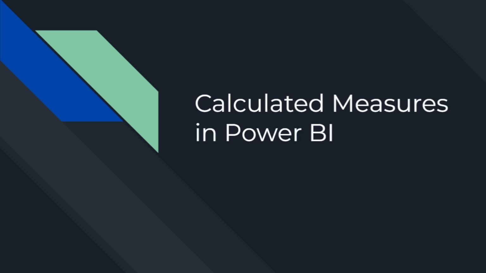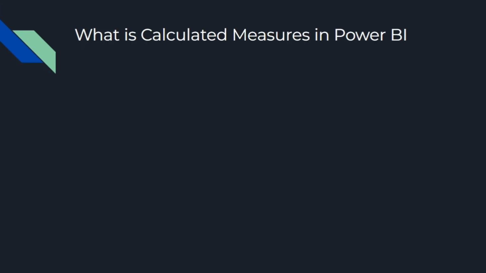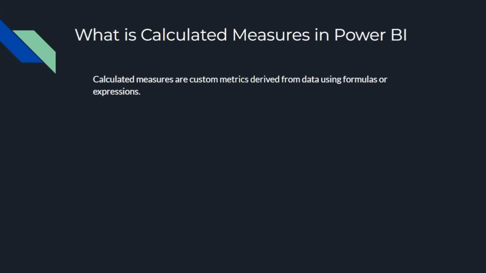So today we're going to be talking about calculated measures in Power BI. What is a calculated measure in Power BI? Calculated measures in Power BI are custom metrics derived from data using formulas and expressions, just the way you have your calculated columns, but calculated measures are actually dynamic in nature. So this is what we're going to do next.